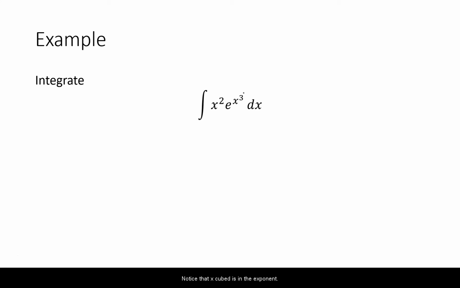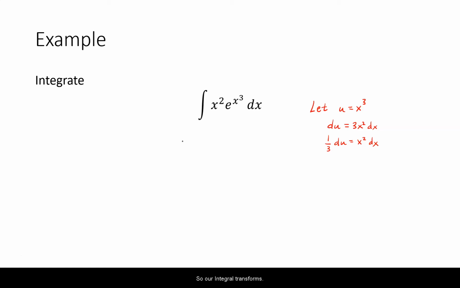Notice that x cubed is in the exponent, so if we were to substitute this, its derivative would be 3x squared, so we would have a multiple of the x squared factor that we see here. So for this integral, we'll start by letting u equal to x cubed. Then du will be 3x squared dx. And so this x squared dx can be replaced with 1/3 du.